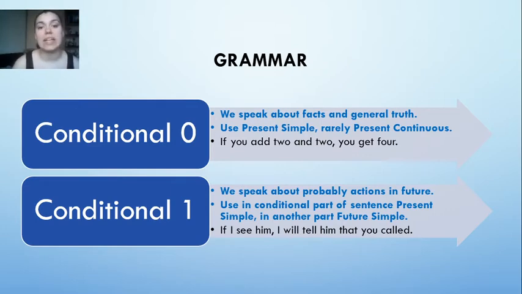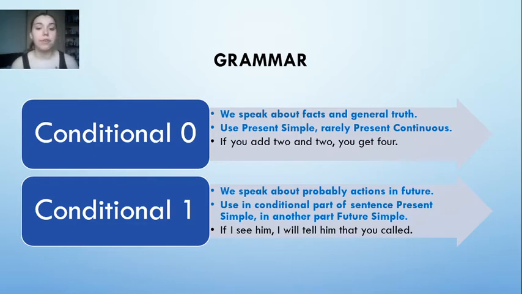Firstly, let's revise what conditionals mean. Conditionals are sentences that have some condition and some possible consequences if that condition is met. The first type of conditional is the zero conditional. We use the zero conditional when we speak about facts, general truths, or something like this. Mostly for that kind, we use present simple. Sometimes, surely, we can use present continuous. But in general, it's like regular sentences in present simple about something general, totally clear and simple.